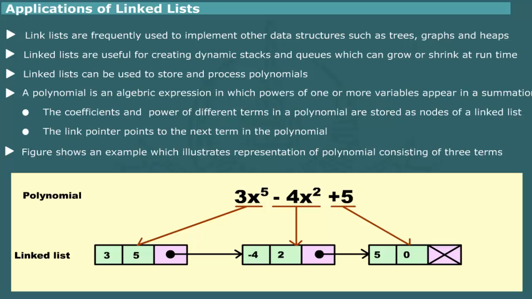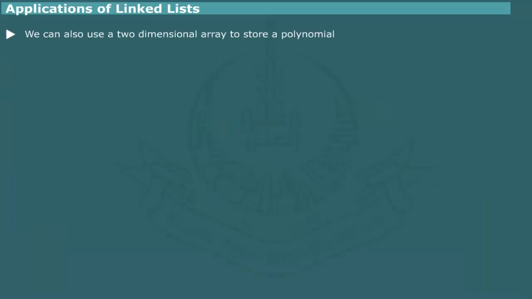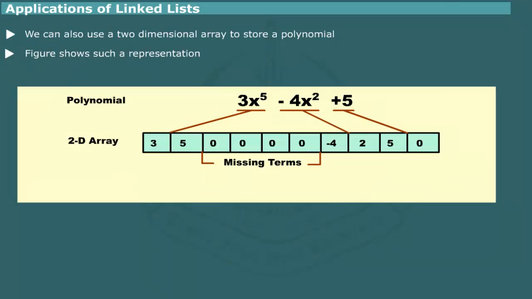Notice that missing terms of the polynomial are not considered in the representation. Using a linked list representation, a compiler can effectively perform the basic algebraic operations on the polynomial values. We can also use two-dimensional arrays to handle polynomials. Figure shows such a representation. Observe, however, that missing elements in the polynomial must be explicitly represented in the array, because the array data structure does not by itself identify the next element.